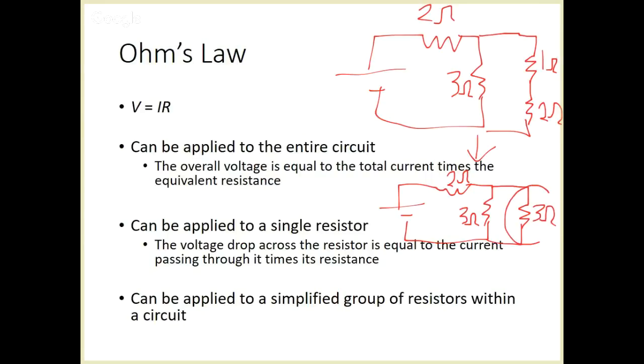So I can use V equals IR on this fake 3 ohm resistor if I want to. That can help me figure out the current down that leg. If I know how much voltage I'm dropping in total down that leg, I can figure out the total current down that leg, which I can then apply to the 1 and 2 ohm resistors up there. That's what I mean by a simplified group of resistors. If you break down a series or a parallel bit, you can still use V equals IR on that broken down bit, or that ghost resistor, like I sometimes call them in class. So don't be afraid to do that.